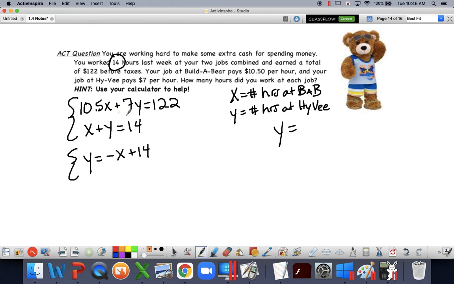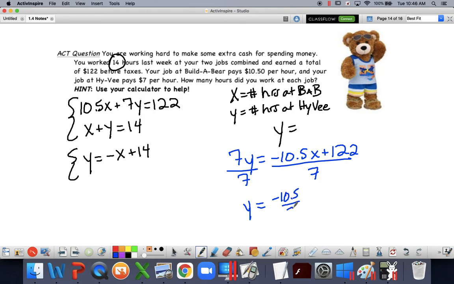I'm going to subtract 10.5x from both sides. So I get negative 10.5x plus 122, and that's equal to my 7y. I then am going to divide everything by 7. I get y equals negative 10.5 over 7x, and I know this is ugly, plus 122 over 7. So that is my second equation. And you know what? Your calculator does not care if you have an ugly fraction, if you have a decimal in your fraction, it can still handle it. So let's go ahead and make sure we know how to type these into the calculator and solve for us again.